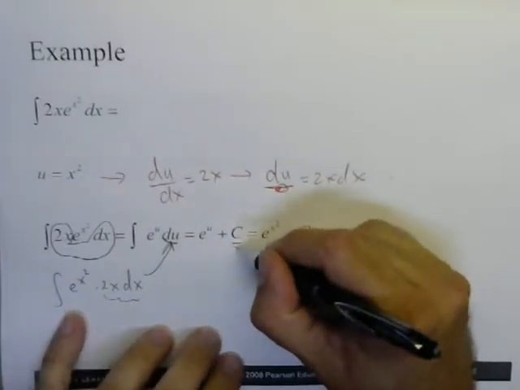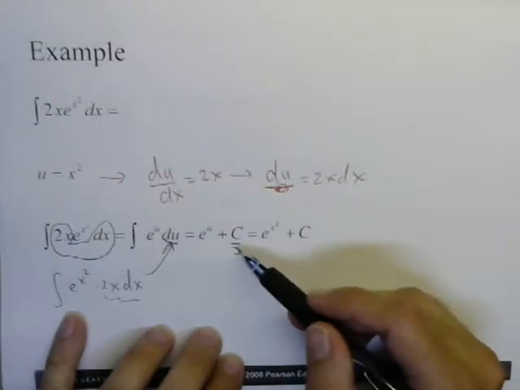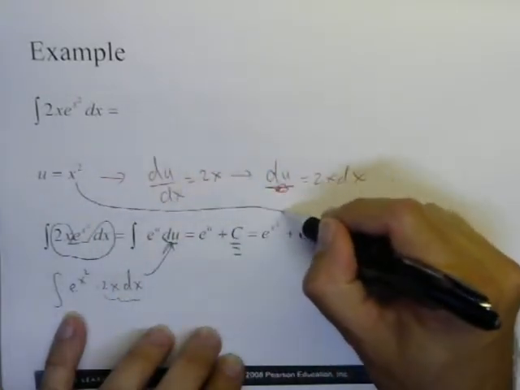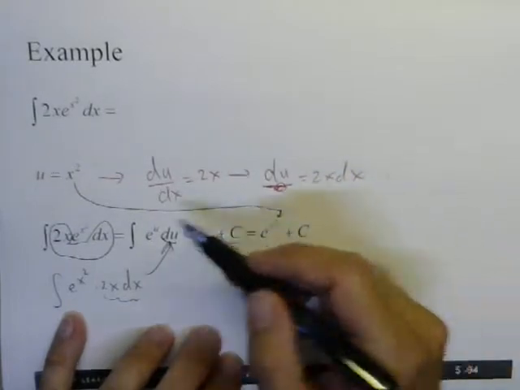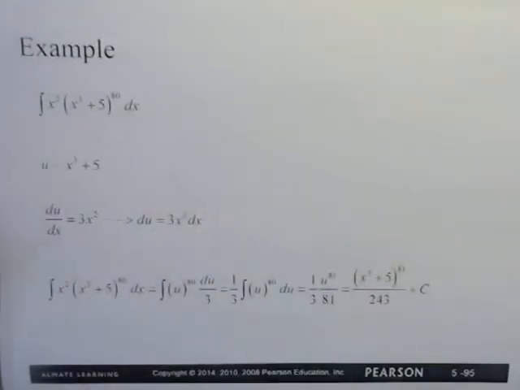In that case, if you take the antiderivative, you'll just get e to the u, right? And then because this is an indefinite integral, because you don't have limits of integration, you should get some constant there. And then don't forget to substitute back in. Don't forget to replace the u with x squared when you're done.